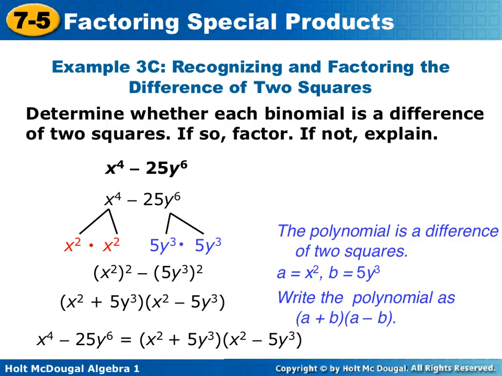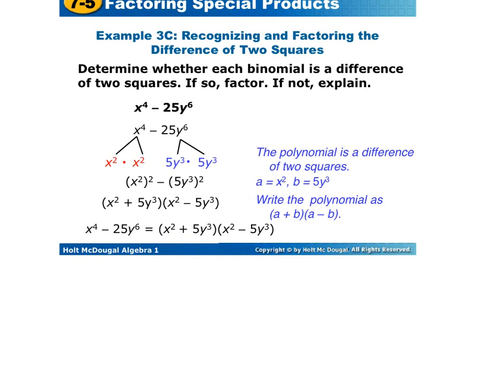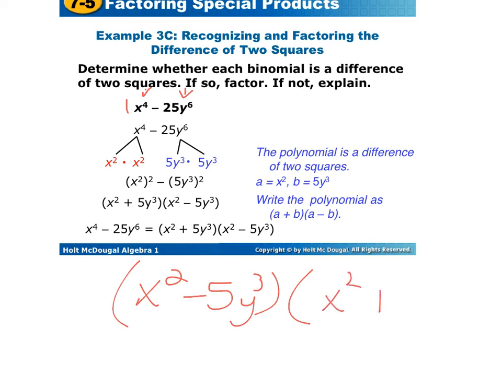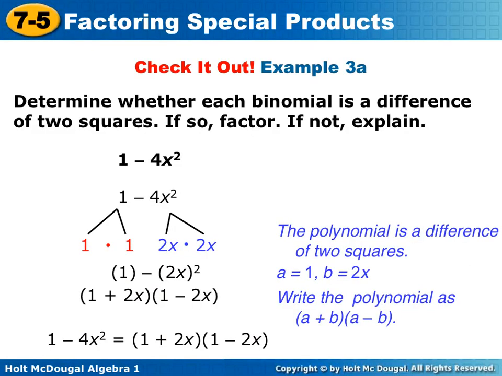Let's look at another example. Notice this one. Again, my exponents are even, and both of the numbers are perfect squares. So this would turn into dividing the exponent by 2, and that's the first one. And then the other one's a plus sign, and you're done. Here's another one. It's backwards, but they're still both perfect squares. Square root of 1 is 1. Square root of 4 is 2.